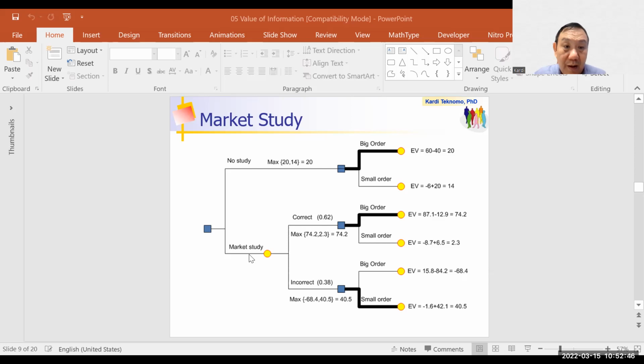So now, if you know the market study, a while ago, the decision under risk had no study, right? So you have a maximum of 20 with big order or small order. Now if you do certain market study and you know the market study can be correct or incorrect, right? So now you have a sequential decision here. It's not just a simple decision. Now you have a strategy of decision. In this case, you also compute the same thing for all of this. And now you can compute the EV. If the market study is correct, of course, you will choose big order. And if the market study is incorrect, you will choose small order.